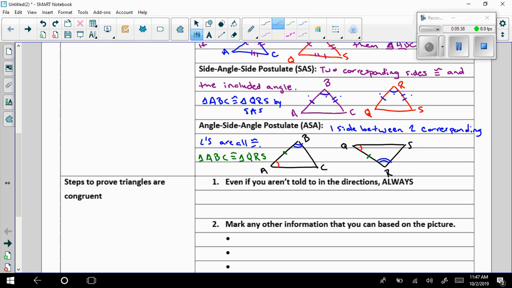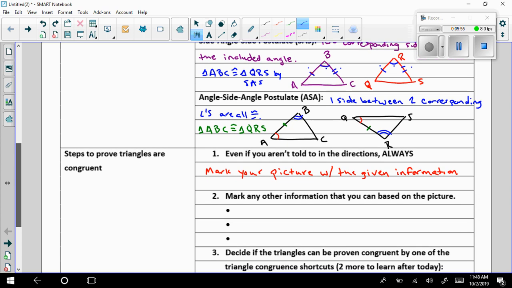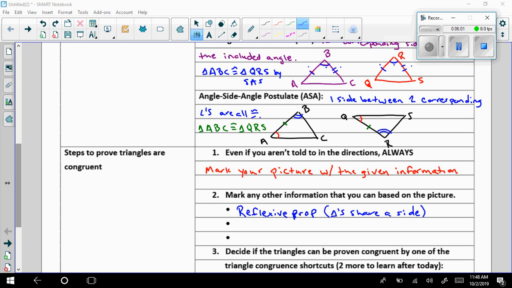Even if you aren't told in the directions, always mark your picture with the given information. That way you can see which postulate you're using to prove these congruent, if you can use any at all. Mark any other information that you can based on the picture. So can you use your reflexive property? Do they share a side? Every side is automatically congruent to itself. So if you have two triangles and they share a side, then this line is automatically congruent to itself. So keep that in mind as you're marking things congruent.